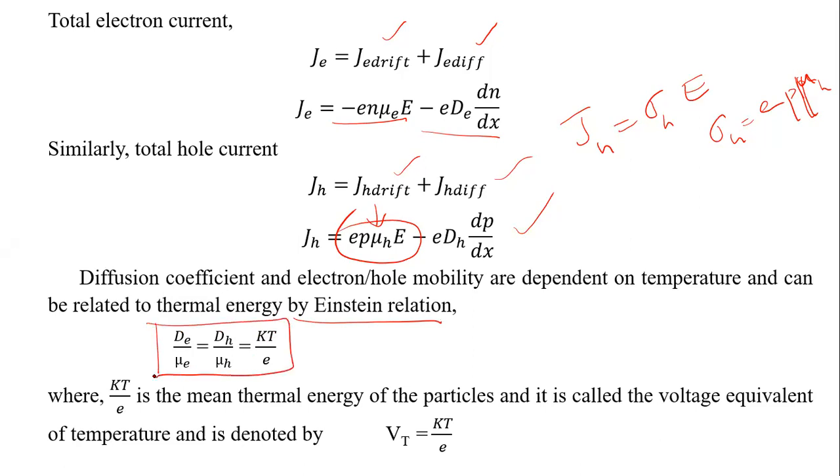There is a derivation by Einstein, but we'll not get into that, as it is a part of your thermodynamics course. Anyway, this is the relation proposed by Einstein regarding the dependence of the diffusion coefficient and electron or hole mobility on temperature. So kT upon e is known as the mean thermal energy of the particles, like electrons or holes, and this is also known as the voltage equivalent of temperature. This quantity is given by this.